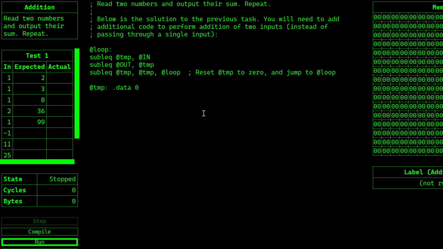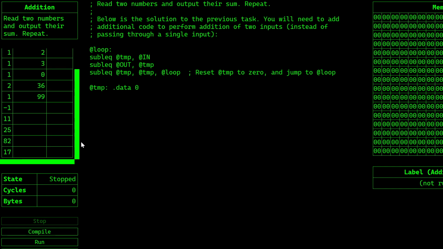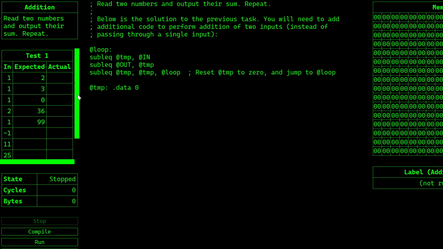This is how to read one number and output it, but I have to do more than that. Wait. In 1, expected 2? What does this mean? What? I don't understand this test at all. Oh, I see. No, I don't see. What?